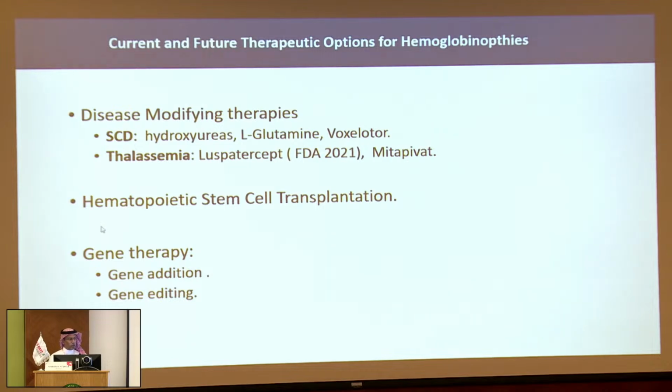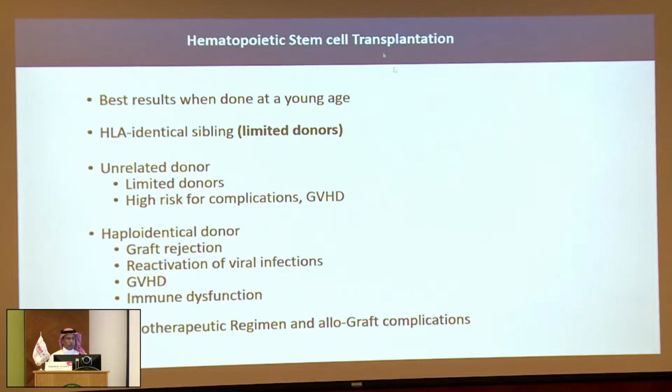The standard therapeutic curative option is the hematopoietic stem cell transplantation that Dr. Mohammed has already touched on with you, especially for hemoglobinopathies. Nowadays, we have the introduction of gene therapy that can be offered to some patients, whether through gene addition or through gene editing, and I will explain that to you. So first, stem cell transplantation: best results are when this procedure is done early in life. That usually means children, and preschool age is ideal.